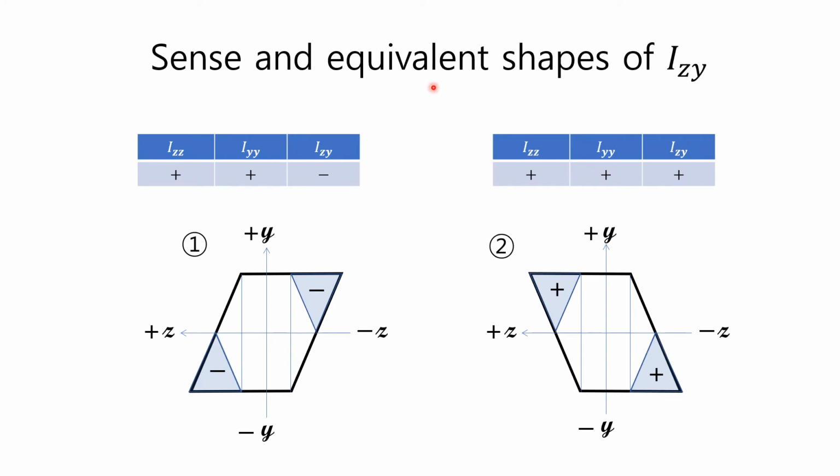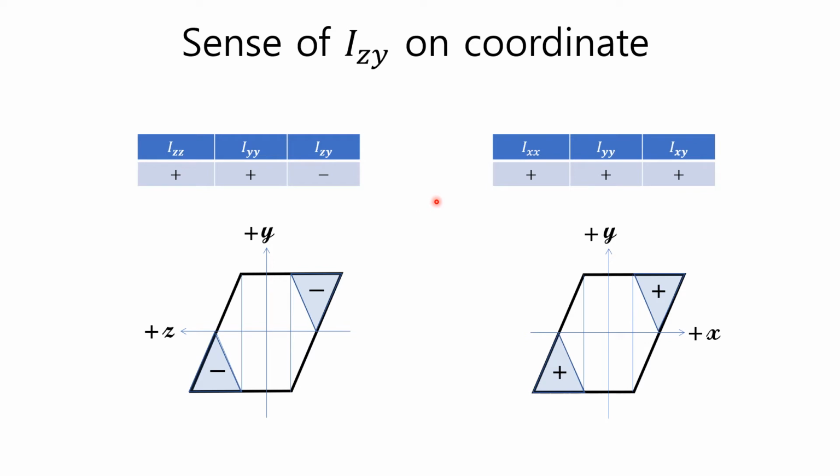Can you roughly guess whether the value of the product moment of area is plus or minus by looking at the shape? I will explain that. The product moment of area for the white region of the number 1 and the number 2 pictures is 0 because they are mirror symmetric about both the vertical and the horizontal axis. The sense of the remaining parts is minus in picture 1 and plus in picture 2. Therefore, the sense of product moment of area is minus in picture 1 and plus in picture 2.